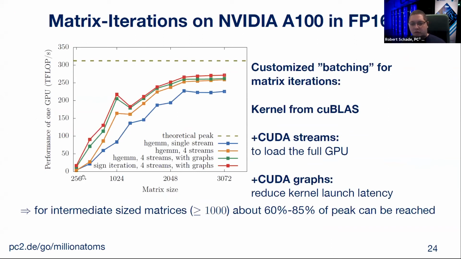Here you can see a short overview of the matrix multiply performance on the NVIDIA A100 GPUs in FP16 performance with FP32 accumulates over the matrix sizes here, and here on the y-axis the performance. The dashed line is the peak performance of 312 teraflops given by NVIDIA, and we can see that starting from matrix sizes of about 1,000 or so, we get about 60 to 85% of peak performance. This is possible by combining the normal cuBLAS kernels with additional CUDA streams and CUDA graphs to avoid certain problems, for example, with the launch latency for these small matrix multiplication kernels.